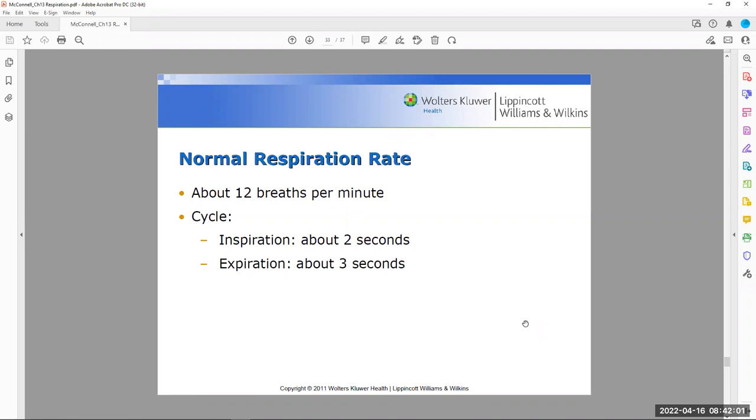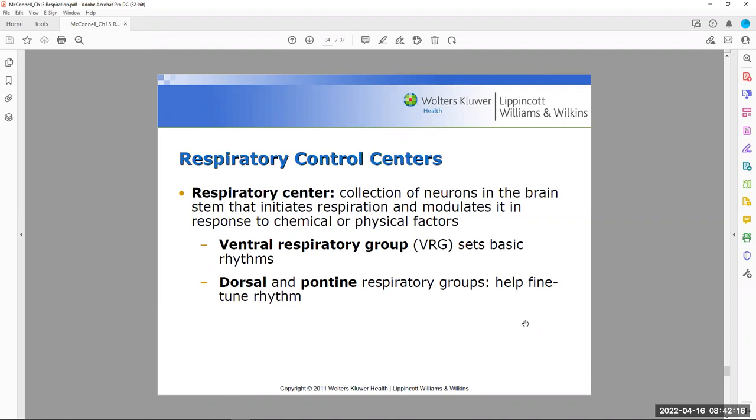Now let's talk about breathing, our normal respiration rate. This is about 12 breaths a minute, with inspiration taking about 2 seconds and expiration about 3 seconds. So 5 seconds per breath, 12 breaths is 60 seconds. Therefore, the normal respiration rate is 12 breaths a minute.